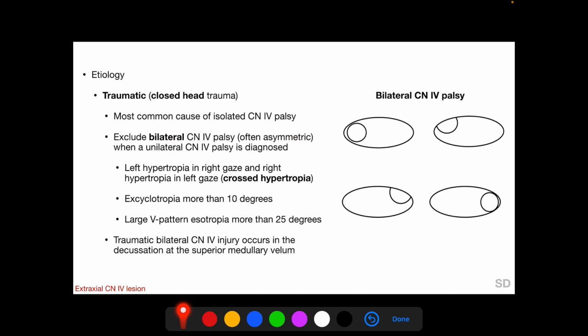And the feature of a bilateral CN4 palsy is a left hypertropia in right gaze and a right hypertropia in left gaze. This does not happen in a unilateral CN4 involvement. Also, there is excyclotropia of more than 10 degrees in a bilateral CN4 palsy. And we also get a large V pattern esotropia. So these are the three features of a patient with a bilateral CN4 palsy as compared to a patient with a unilateral CN4 palsy: a crossed hypertropia, excyclotropia of more than 10 degrees, and a large V pattern esotropia.